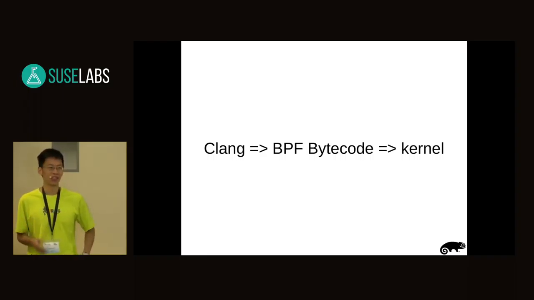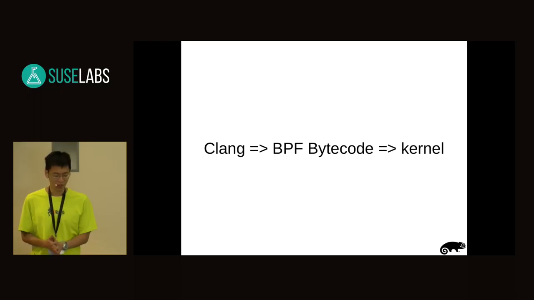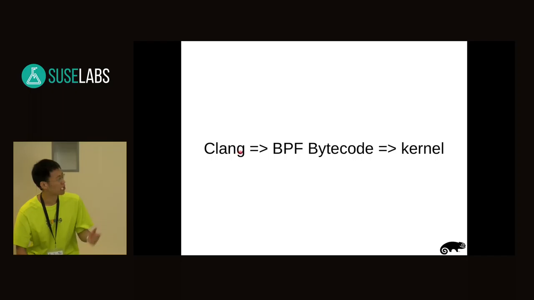used assembly code. But after LLVM 3.7, it started to support the BPF bytecode. So now you can code BPF programs in the C language, and it's much easier than assembly because it's easy to maintain and easy to read. Basically you will see this kind of flow: you compile your code into bytecode and load it into the kernel.